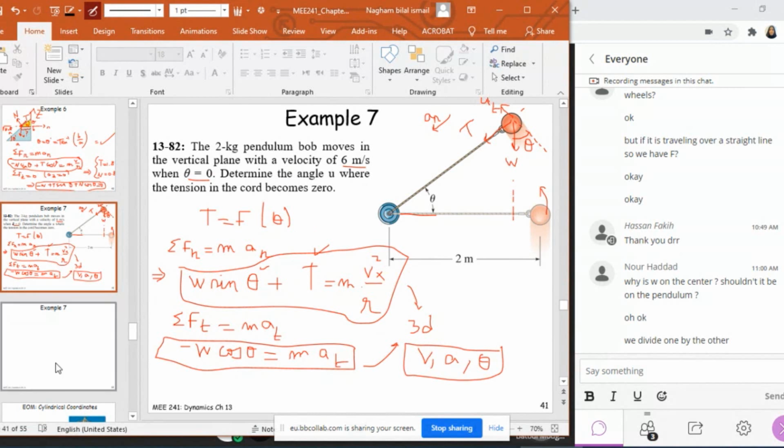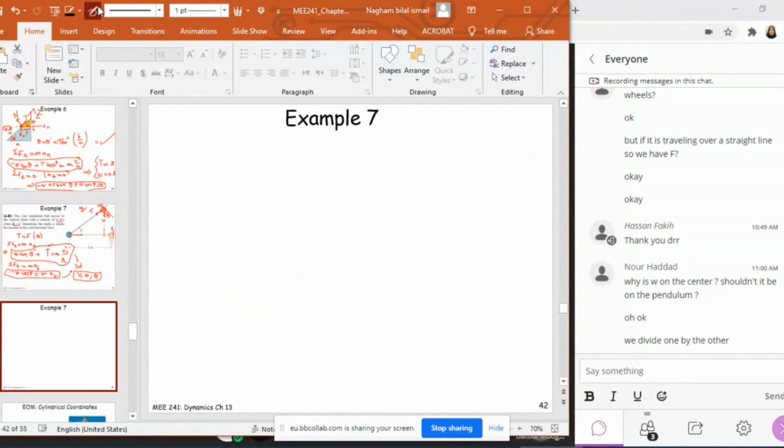So what should I use? I should use the kinematics equations. And this equation should be independent of time because I don't have the time. I have theta. So what is this equation? It is v dv is equal to a tangential ds. And don't forget that ds is r d theta.